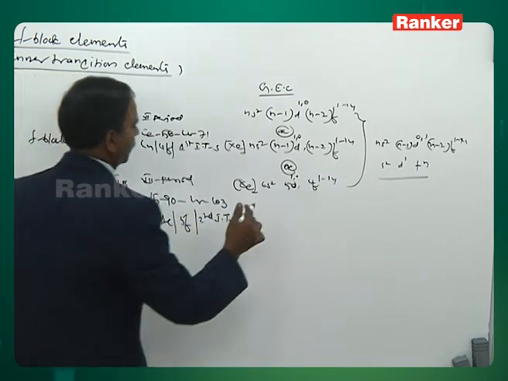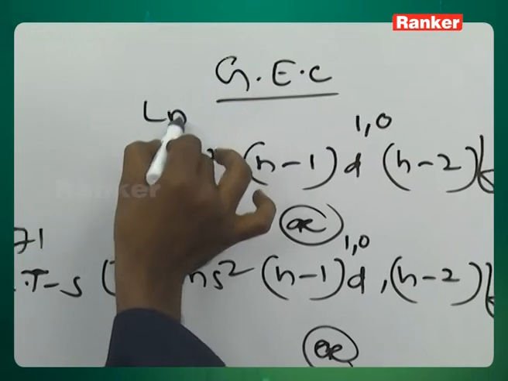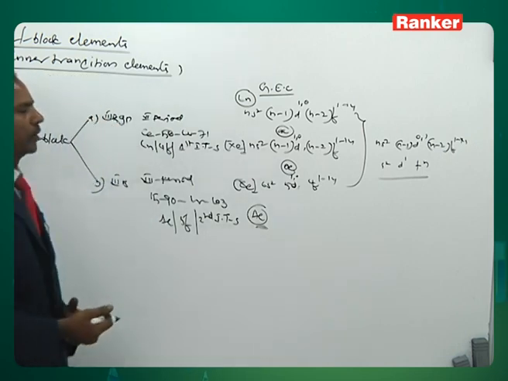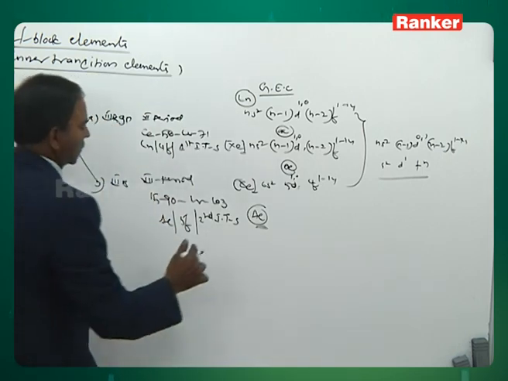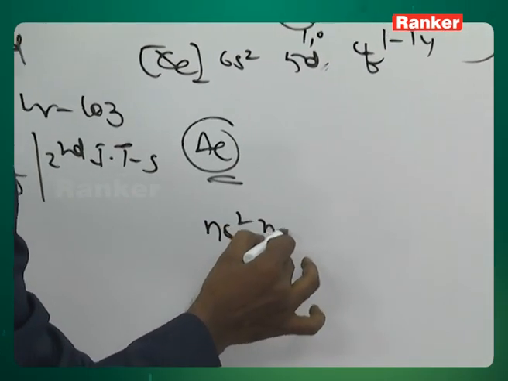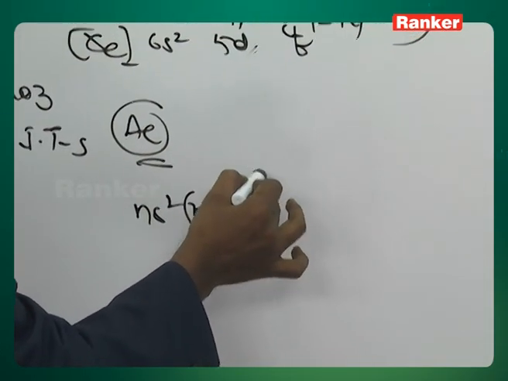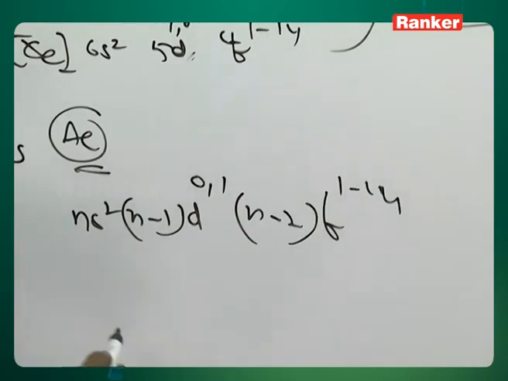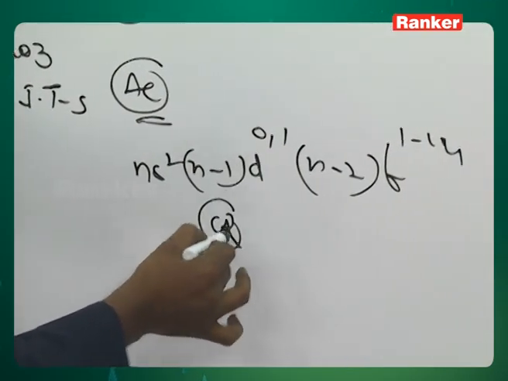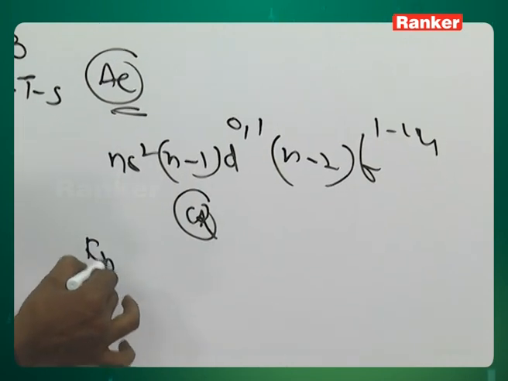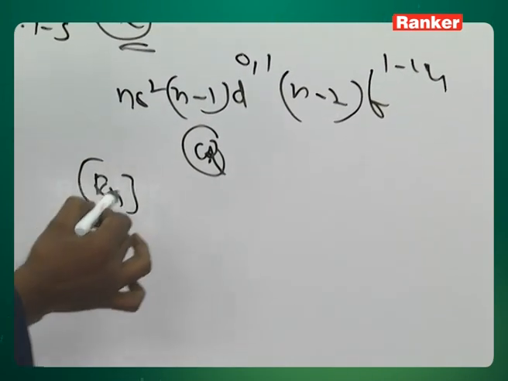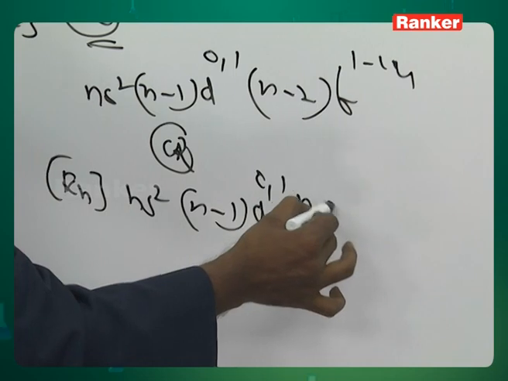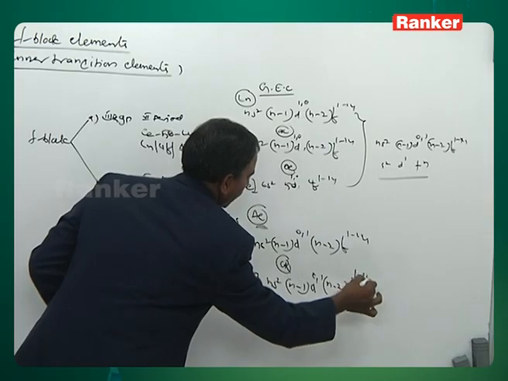Coming to actinides, consider this as the lanthanide general electronic configuration and this as the actinide general electronic configuration. A similar representation applies for actinides: ns2 (n-1)d0,1 (n-2)f1 to 14. Similarly, instead of writing xenon, we write radon, then ns2 (n-1)d0,1 (n-2)f1 to 14.